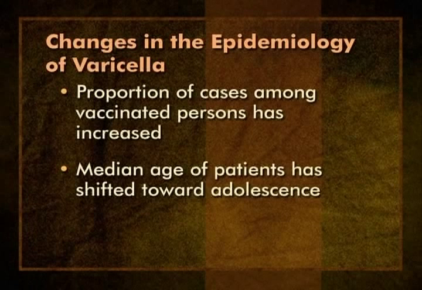The epidemiology of varicella has changed since the vaccine was licensed in 1995. As anticipated, the proportion of cases among vaccinated persons has increased, and the median age of patients has shifted toward adolescence. So now it's increasingly important to ensure that older children, adolescents, and adults are vaccinated. High one-dose vaccination coverage and success of the vaccination program has reduced varicella morbidity and mortality.